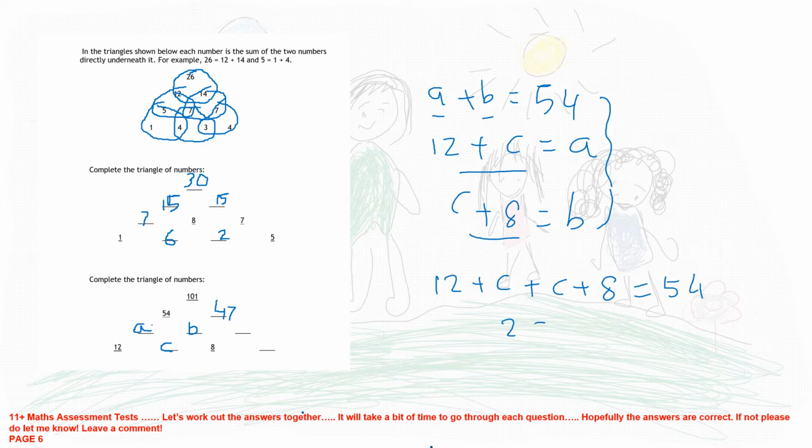So 2C equals 54 minus 12 minus 8, that is minus 20, and that equals 34. So C is 17. So once I know C is 17, the rest of it should be easy.